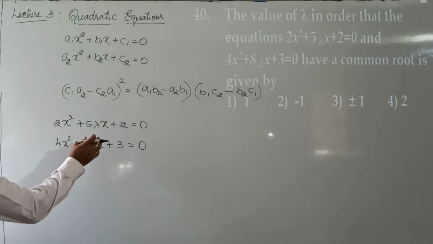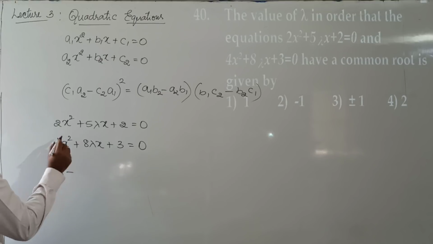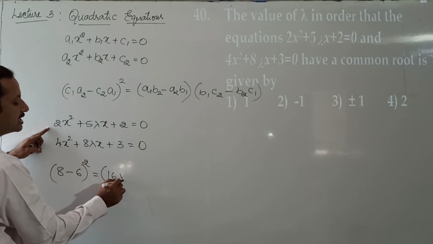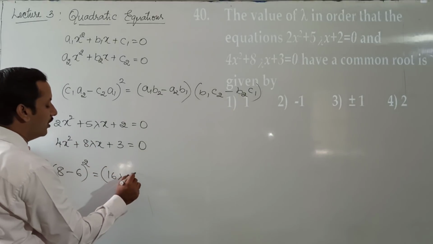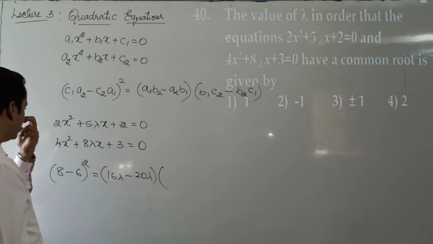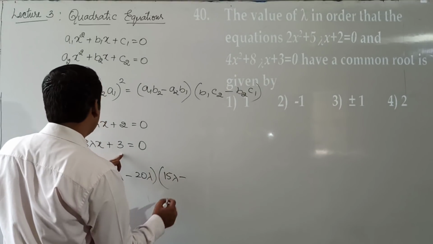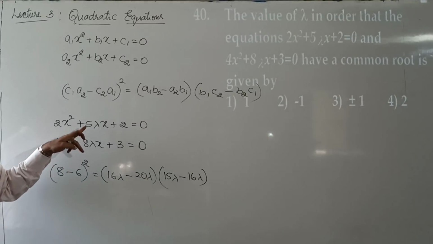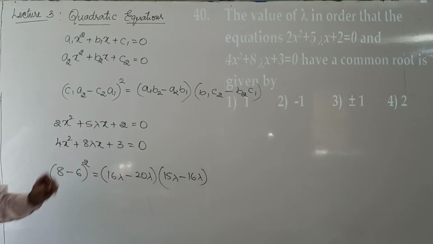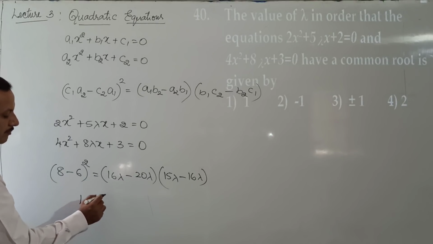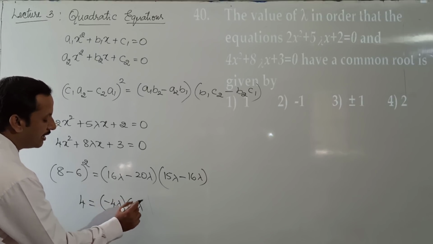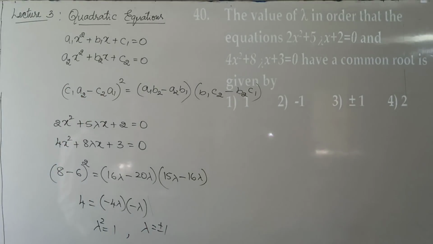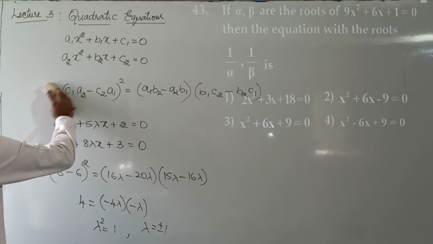I'll use this formula. C1 A2, 2 into 4, 8, minus C2 A1, 6, whole square is equal to A1 B2, 2 into 8 lambda, that is 16 lambda, minus A2 B1, 5 lambda into 4, 20 lambda, into B1 C2, 5 lambda into 3, 15 lambda, minus B2 C1, 8 lambda into 2, 16 lambda. Okay, B1 C2 minus B2 C1. This is 2 square, 4 minus 4 lambda here and minus lambda. 4 gets cancelled, you get lambda square equal to 1. Therefore, lambda is equal to plus or minus 1. Okay, look at the next question.